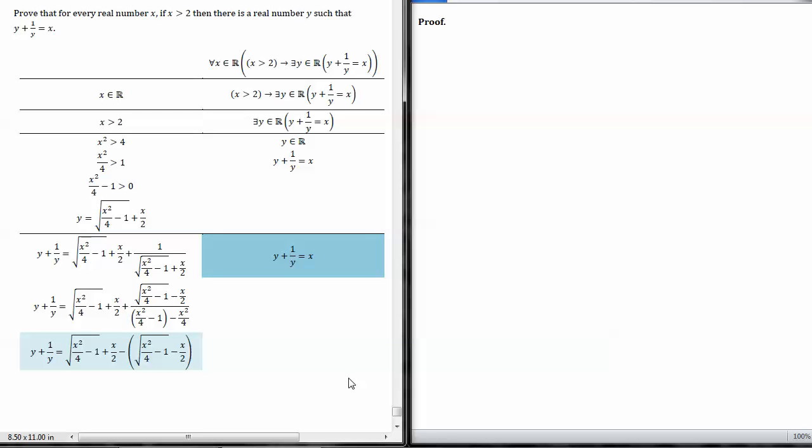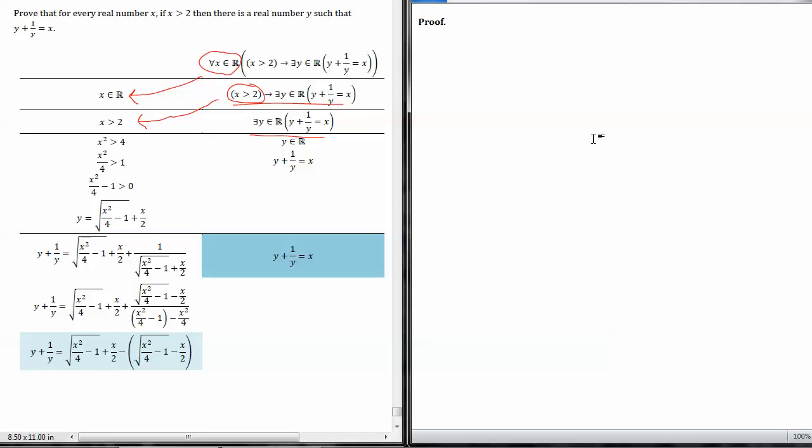All right, let's write this thing up. So first of all, we let x be an arbitrary real number, which left us with this goal. And then I'm actually going to combine two things in the first line. Right? We also assumed that x was greater than 2 to prove this conditional statement, which left us with this as a goal.